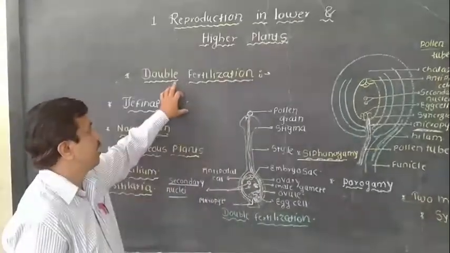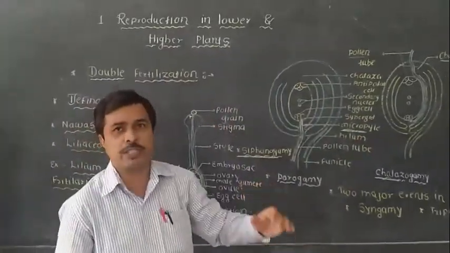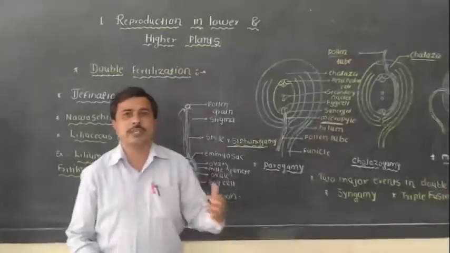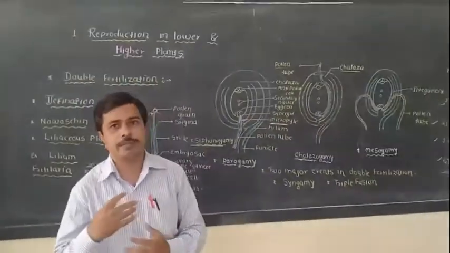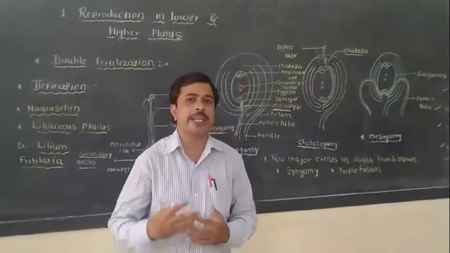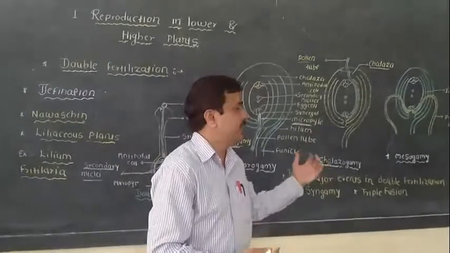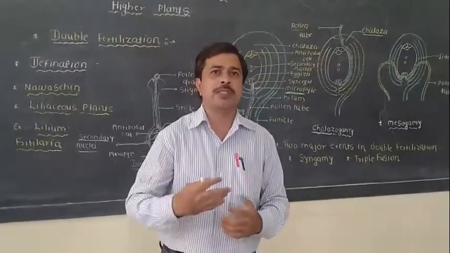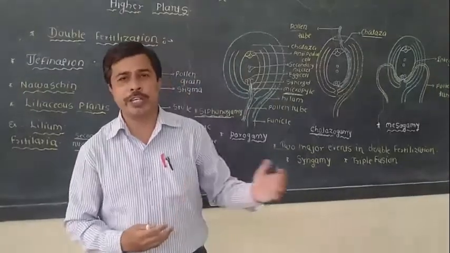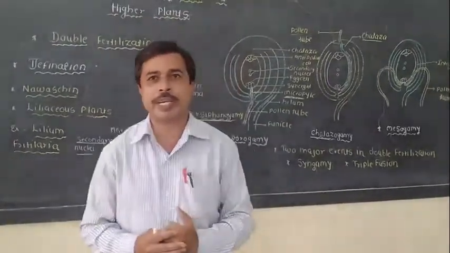Okay, so in this way the double fertilization process is completed. After this process, the zygote is produced, then the zygote is converted into the embryo, and the embryo develops into the new plant. Then the triple fusion produces the endosperm, and this endosperm provides nutrition to the developing embryo. In this way this topic is completed.